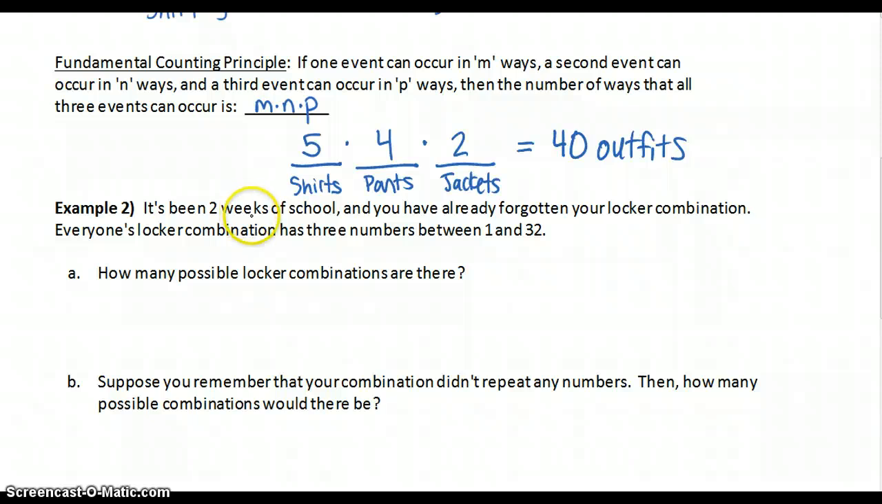Example 2. It's been 2 weeks of school and you have already forgotten your locker combination. Everyone's locker combination has 3 numbers between 1 and 32. How many possible locker combinations are there?